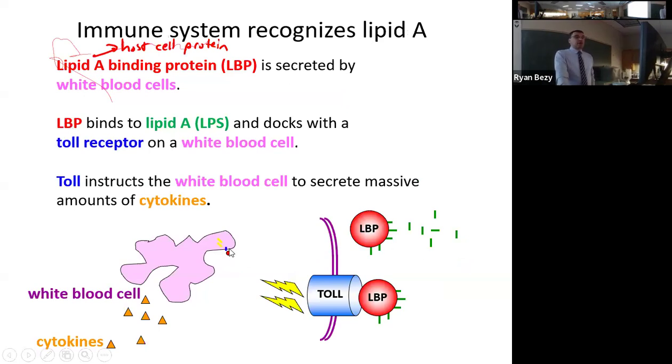This then is going to bind with a receptor on the surface of certain white blood cells. Here's lipid A, and the lipid A binding protein binds to that receptor. That sends a signal into the cell and it activates that white blood cell. And then that white blood cell starts making cytokines.